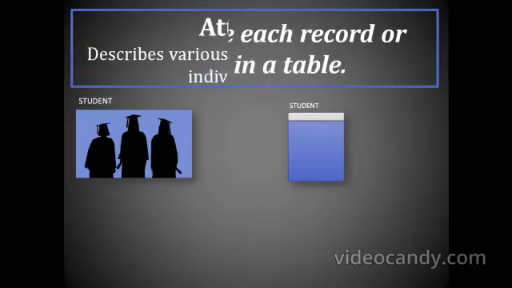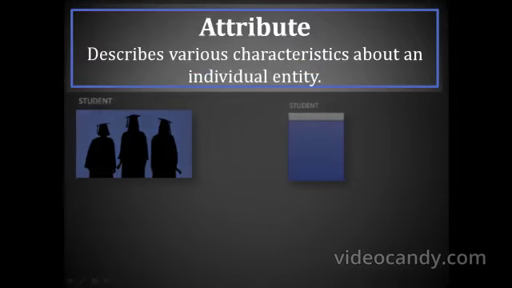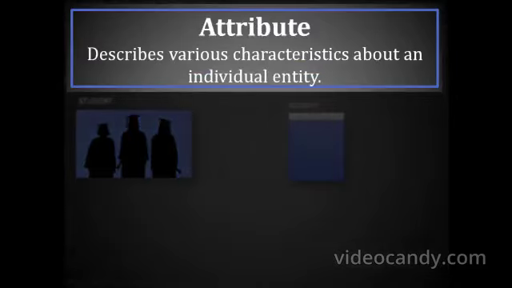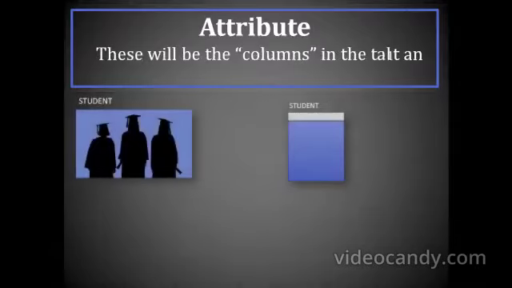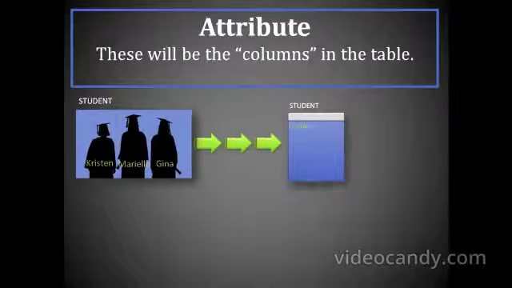Now we have attributes. An attribute describes various characteristics about an individual entity. These will become the columns in the table. Wait, it does what? Well, it tells us more about the entities. Each of those students now has a first name. The first name is an attribute because it tells us more about each instance of student. So each individual student has a first name.